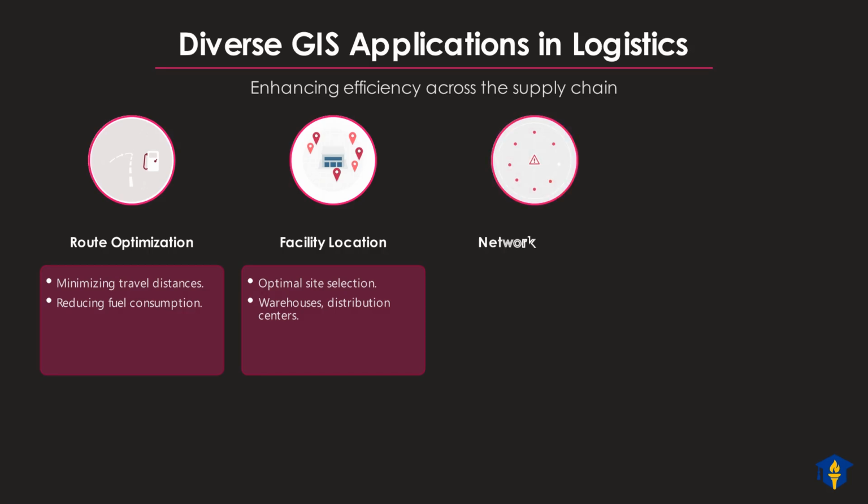We also use GIS for comprehensive transportation network analysis. This helps us identify potential bottlenecks in our transportation networks effectively. It also allows us to evaluate different transportation modes efficiently and strategically.